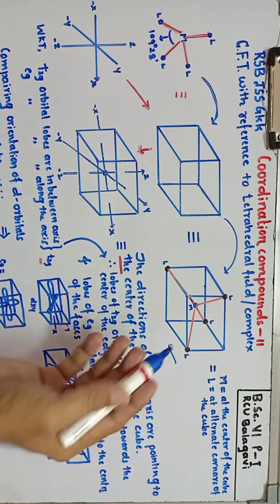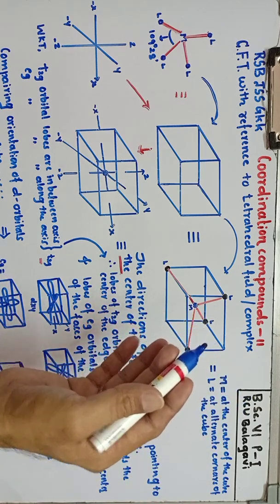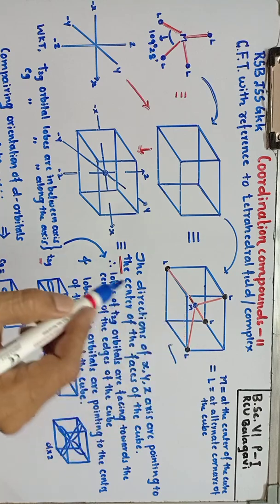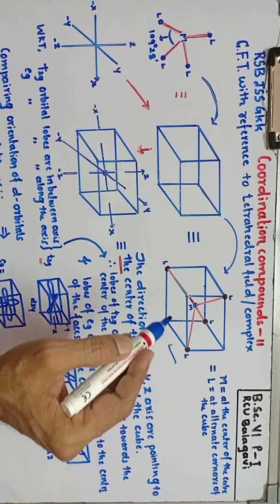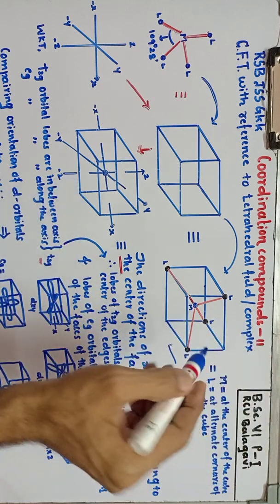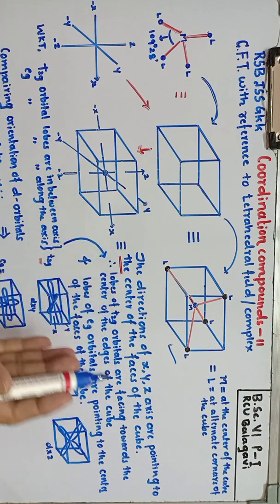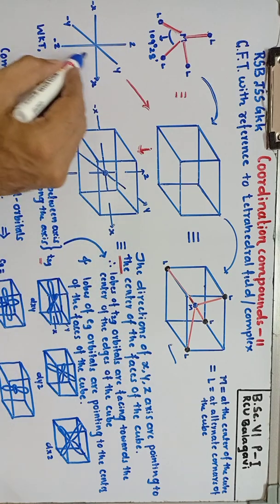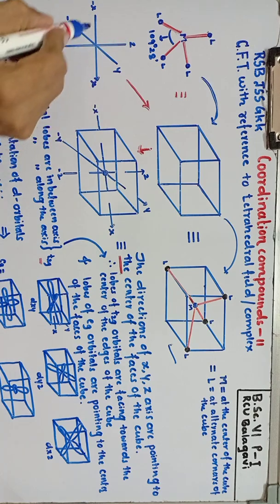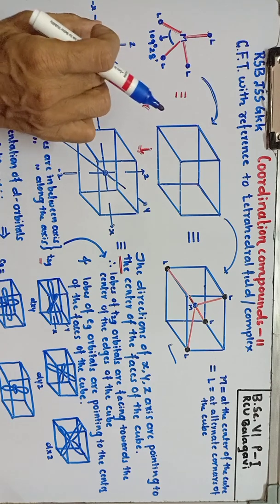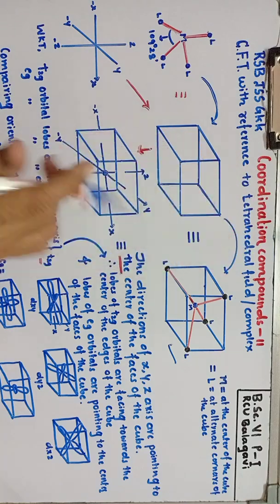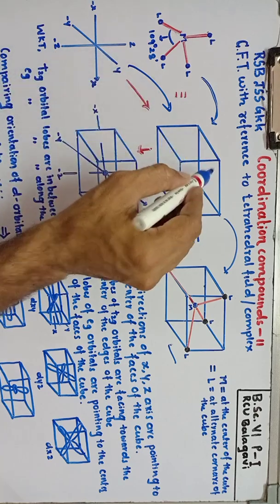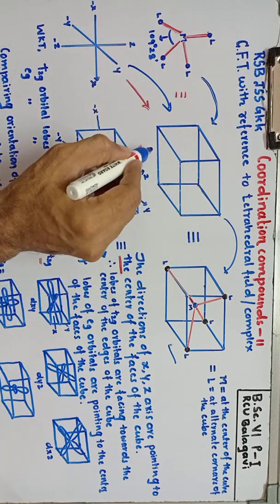Now in order to know the position of the d orbitals present on the central metal ion, it is necessary to know the position of the x, y, z axes in a simple cube. That means we first have to compare the x, y, z axes with respect to the simple cube. If I drop this x, y, z axis system in this simple cube, how does it look? It looks like this.